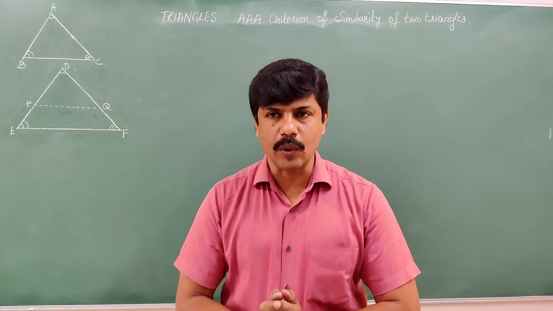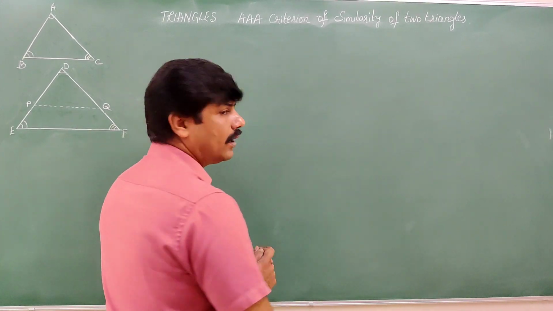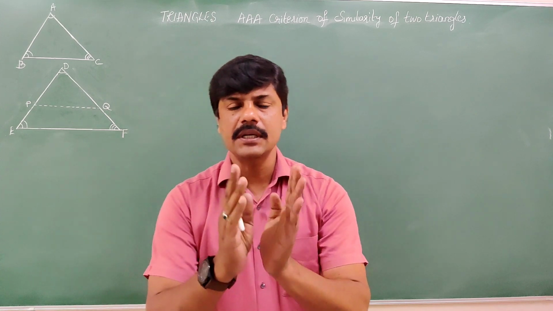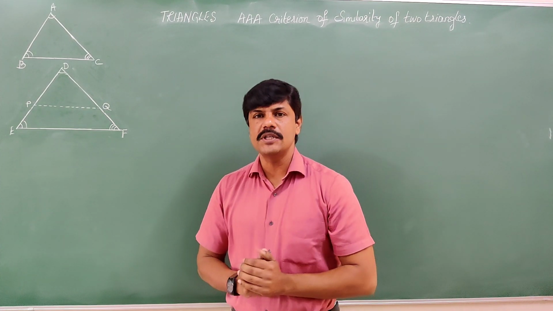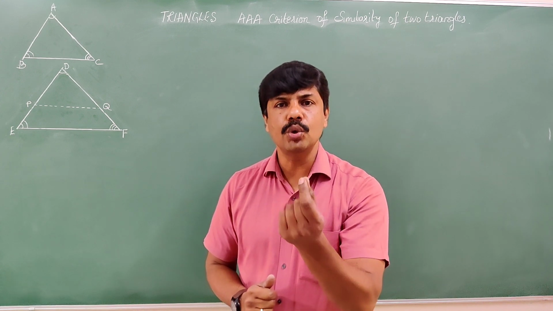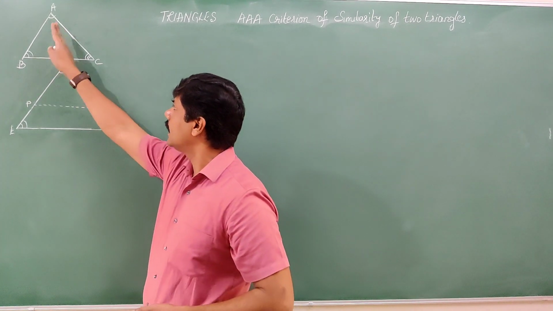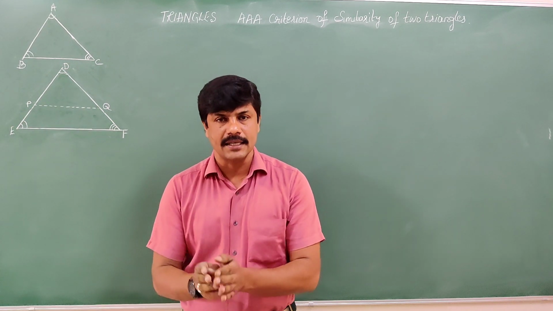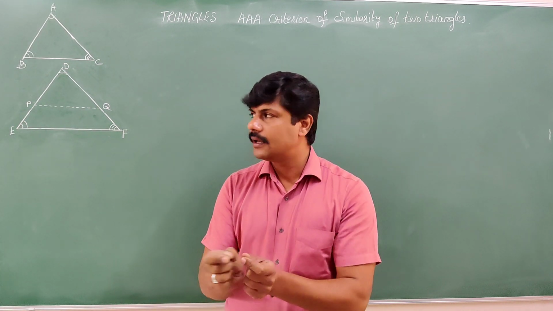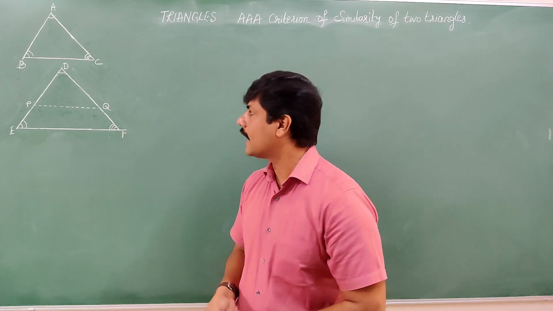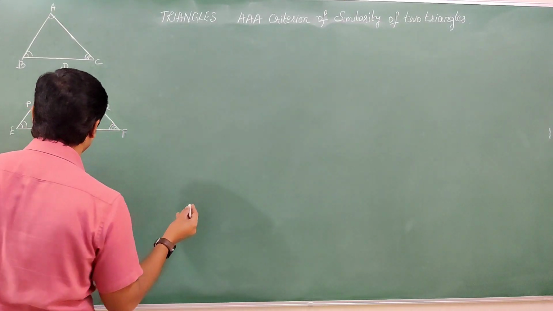Having learned the basics required, now we will prove the AAA criterion of similarity of two triangles. Just to recall the statement, which says that in two triangles, which are the two triangles here? ABC and DEF are the two triangles. If in two triangles, corresponding angles are equal.